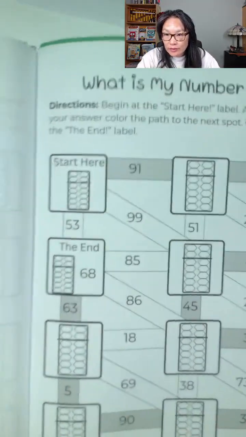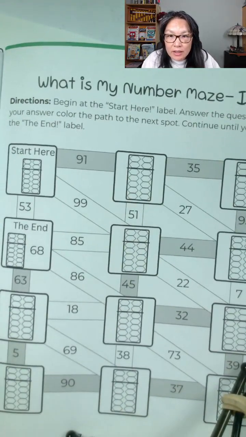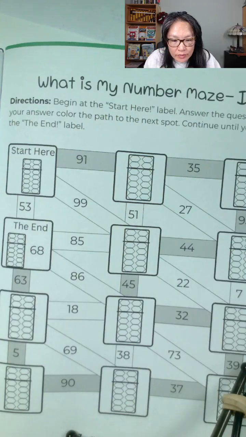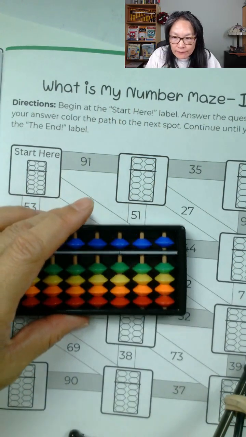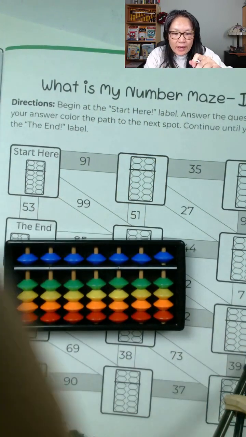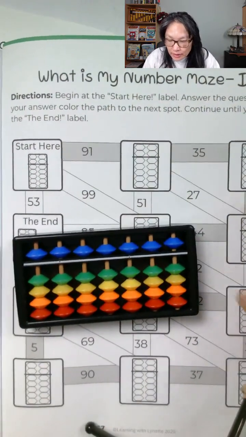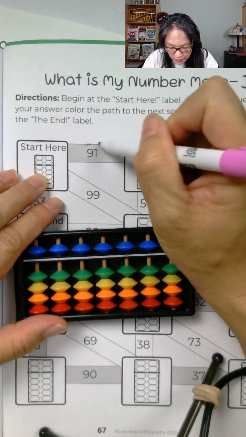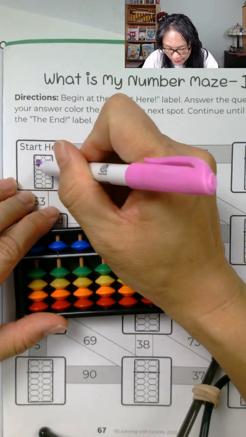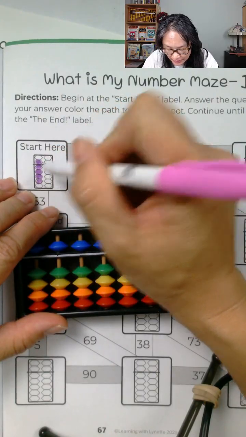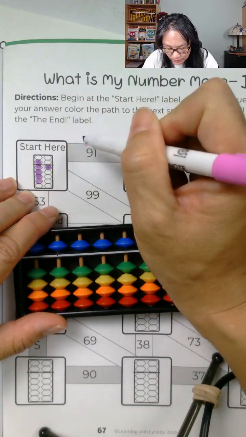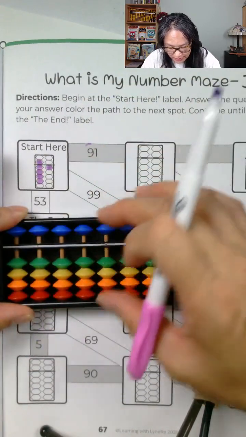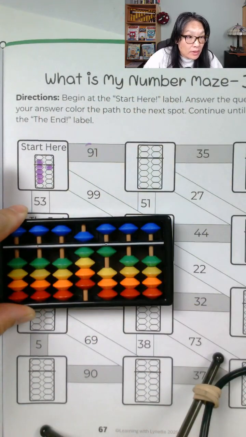Okay, so what are we doing? We are looking at our abacus. We have 91 on the abacus, and what we're going to do is look at this. So 90 is 5, 6, 7, 8, 9, and then 1. So this is 91. 91 looks like this on the abacus.